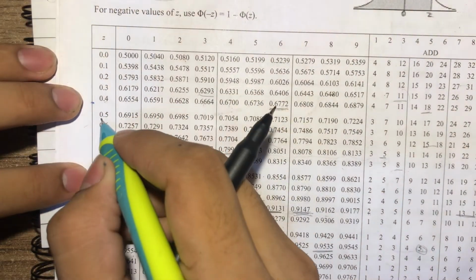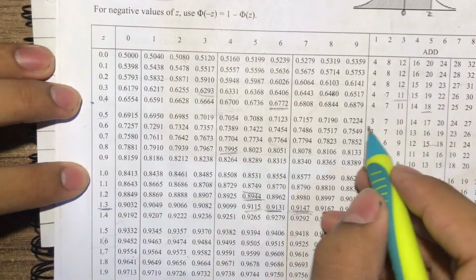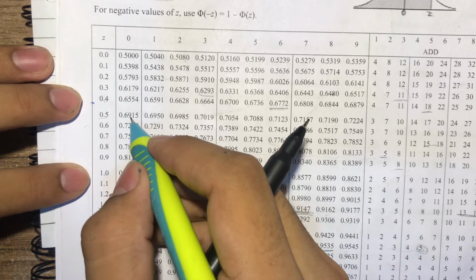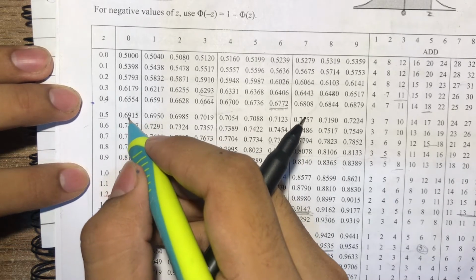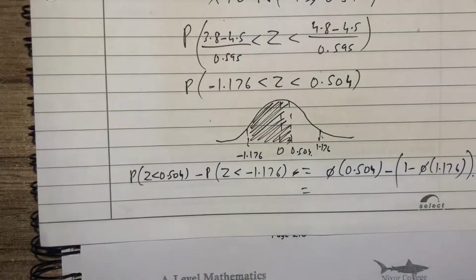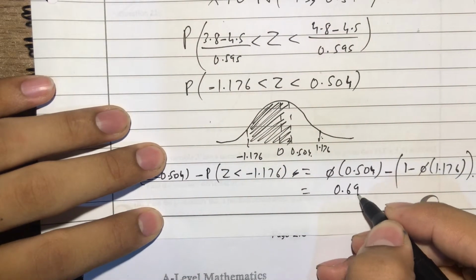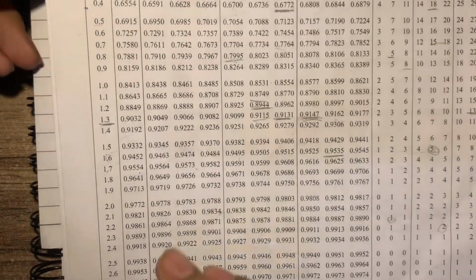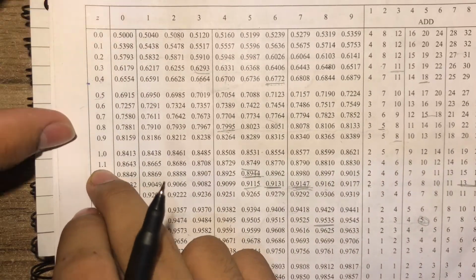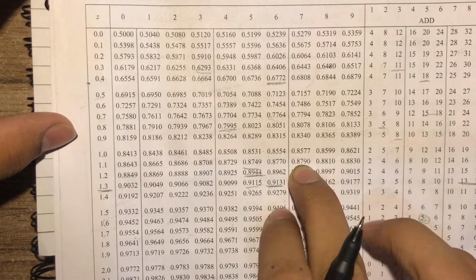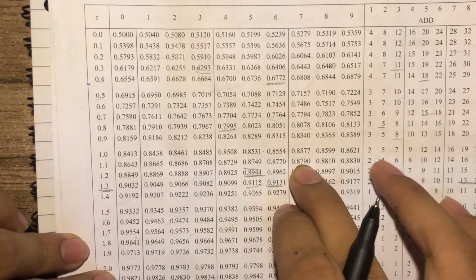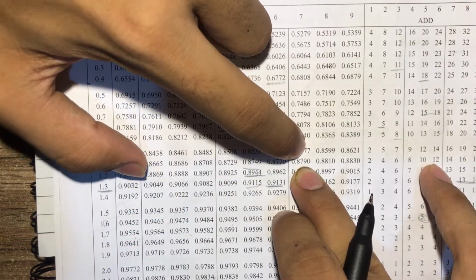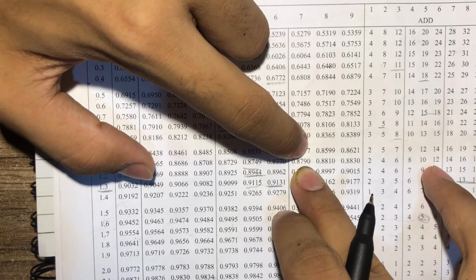So this is 0.5, then 0, 0.6915, and then 4 is 14. So 0.6915, we add 4 to 5, so 0.6919, and then add 10, 0.6929. So this is 0.6929 minus (1 minus phi of 1.176). So this is 1.1. Then we have to go to 7, 0.8790, and then 6. So 6 is 12. So 0.8790, first I'll add 10 over here, so 0.8800, and then add 2, 0.8802.